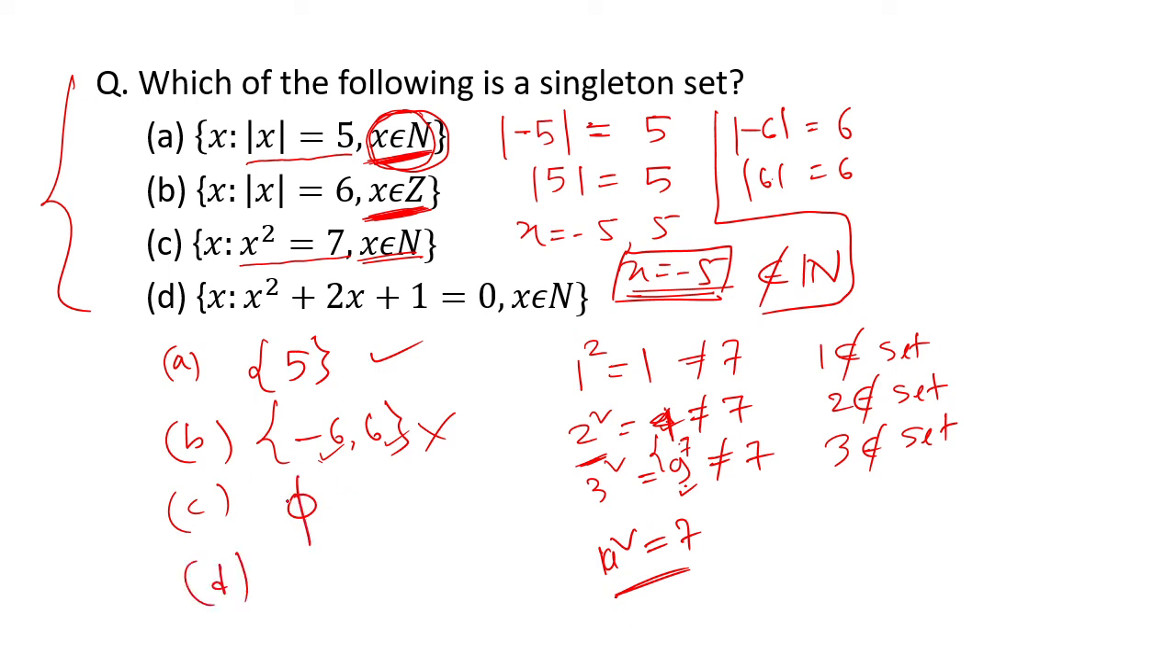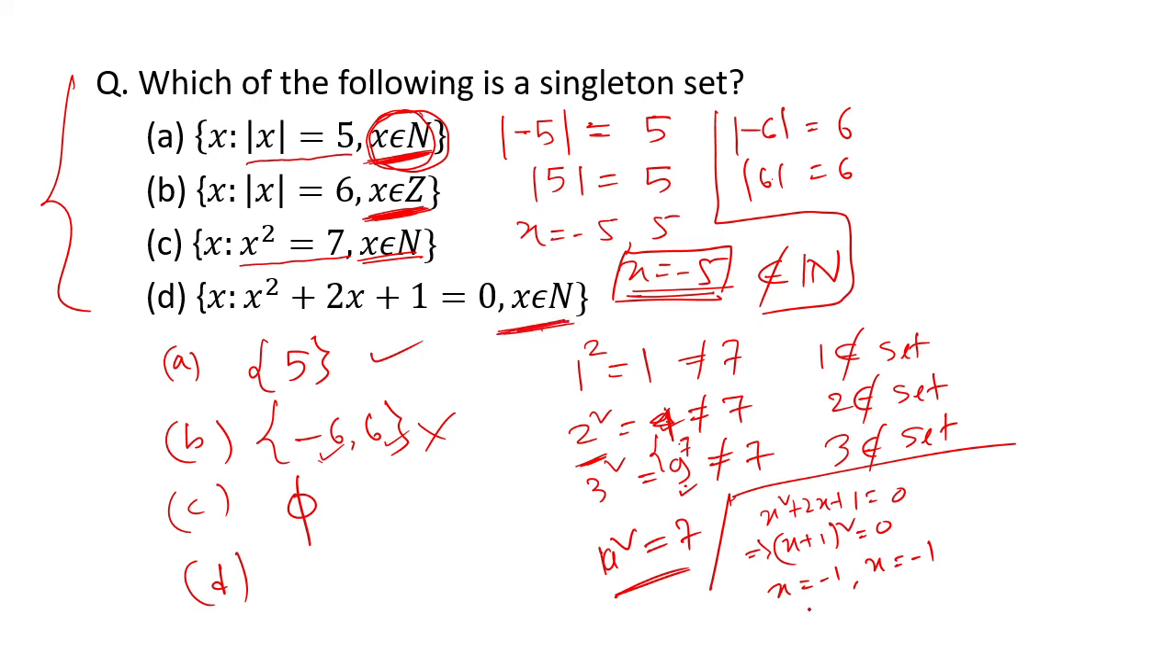Option D. You are asked to solve this equation. How will you solve? x plus twice x plus 1 equal to 0. So it will be x plus 1 equal to 0. That means x equal to minus 1 and x equal to minus 1. You got x equal to minus 1. But you are asked to take only natural numbers for x. Here you have got a negative integer, and a negative cannot be natural. So this set is also empty. The only correct answer is the singleton 5.